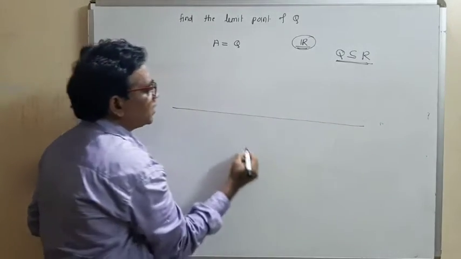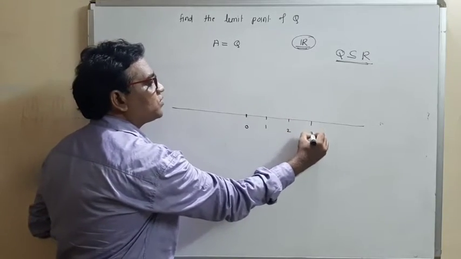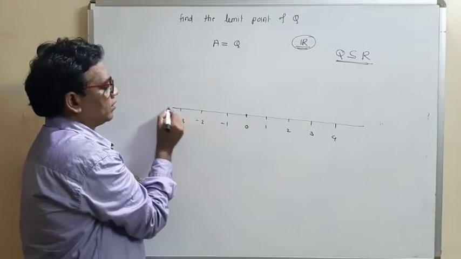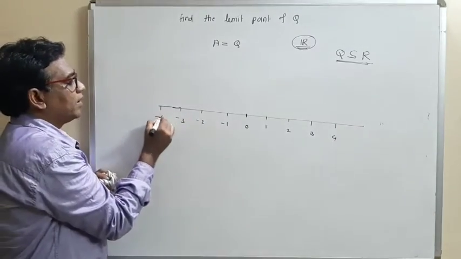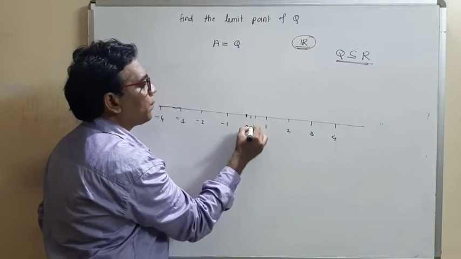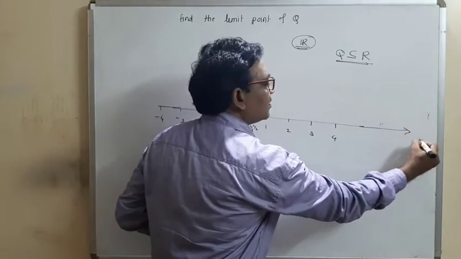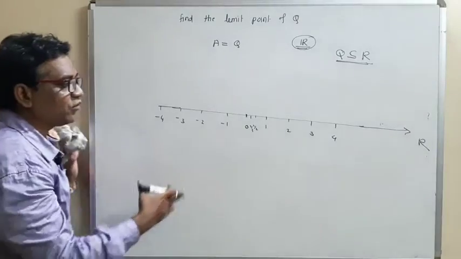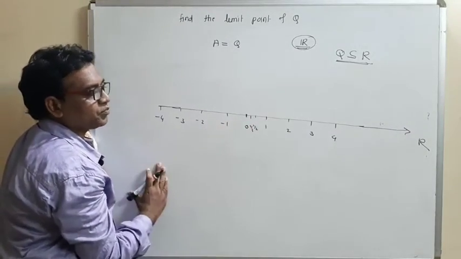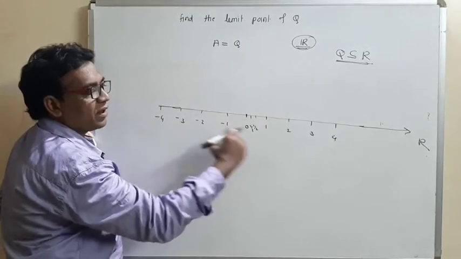Rational numbers means it contains 0, it contains all the positive numbers, it contains all the negative numbers, it contains division type of numbers, like 1/2, 1 upon 3 and so on. And this is our space, the set of real numbers, from -infinity to +infinity. Now we have to find out the limit points of the rational numbers.